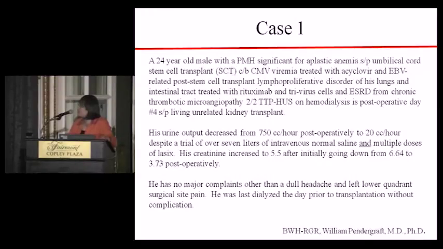He got the transplant, and post-transplant, initially his urine output was pretty decent, 750 cc per hour, which subsequently reduced to 20 cc per hour, despite aggressive management with a tremendous volume of IV hydration plus diuretic, without any improvement. His creatinine initially improved from 6.64 to 3.73, but subsequently increased to 5.5. Otherwise, he doesn't really have a major clinical symptom other than a complaint of headache and left lower quadrant pain, which is where the surgery is. Okay.